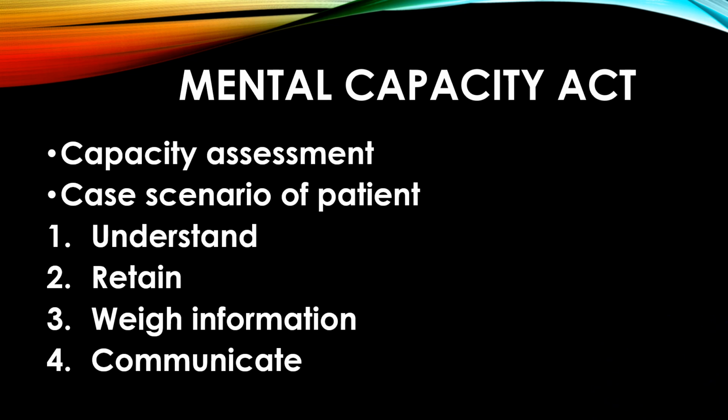A person is unable to make a decision for himself if he is unable, 1, to understand the information relevant to the decision, 2, to retain that information, 3, to use or weigh that information as part of the process of making the decision, or 4, to communicate his decision, whether by talking, using sign language, or any other means.